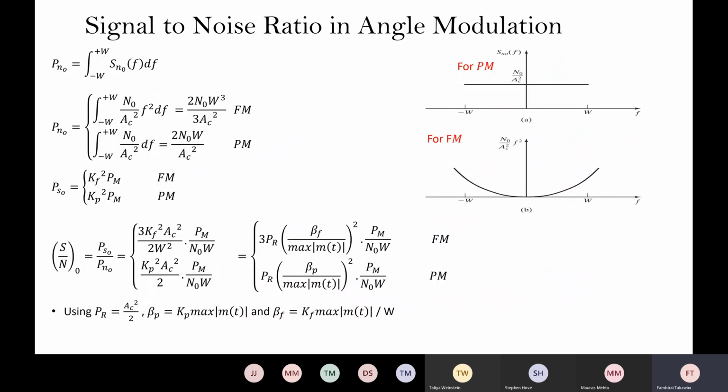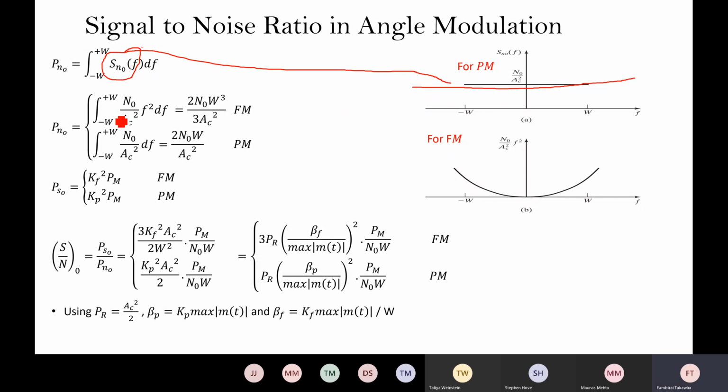I've skipped the derivation of the noise power spectral density, but what we end up with, and again, this formula would be given in your formula sheet, is that the power spectral density of the noise at the output for phase modulation will still be flat. The only difference is that instead of being N0 upon 2, it will be N0 upon Ac squared, where Ac is the carrier amplitude.